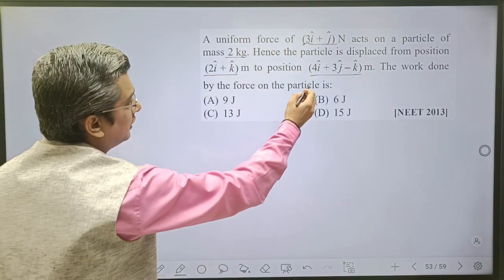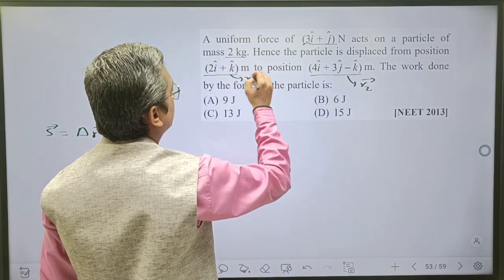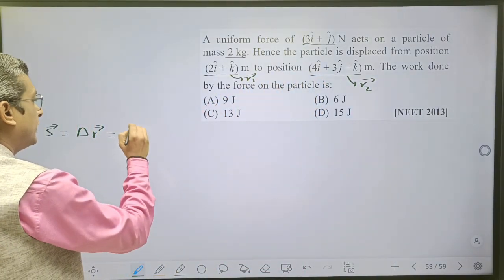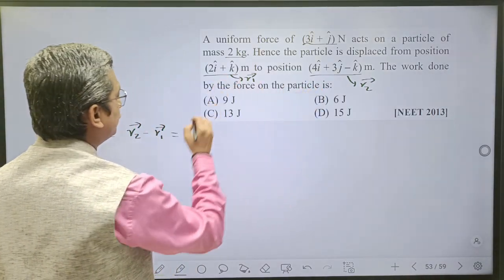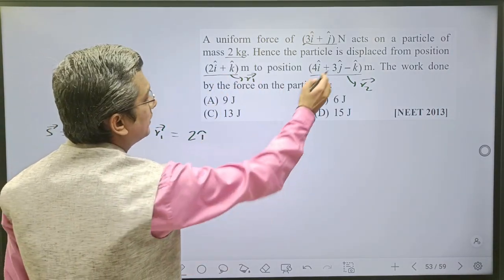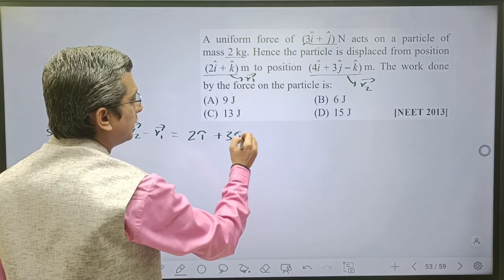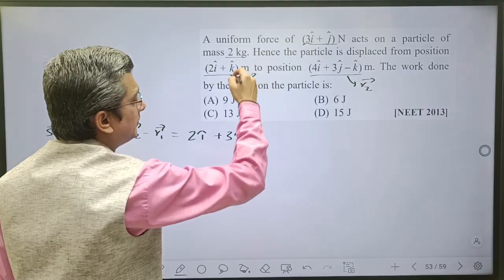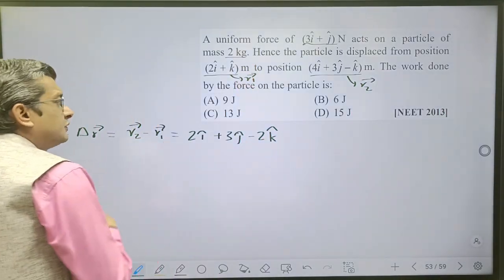So this is the r2 vector, and this is the r1 vector. Displacement is r2 vector minus r1 vector. So this is 4i cap minus 2i cap, that is 2i cap; then 3j cap, no component of j cap exists in the first, so this will be 3j cap; then minus k cap, so this is minus 2k cap. So this is the displacement.